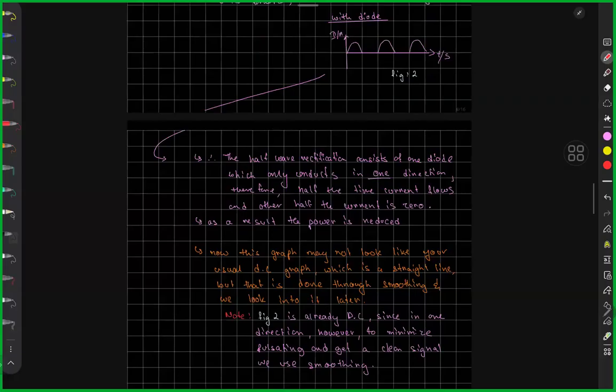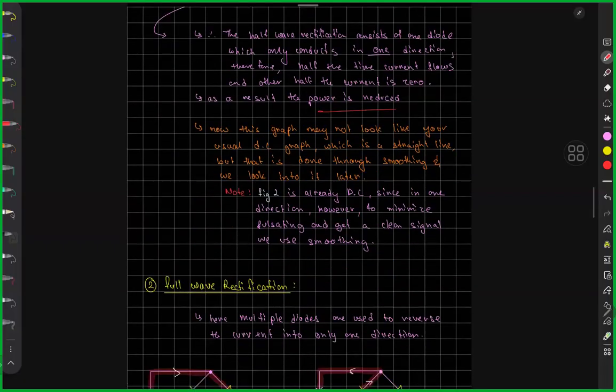so in half-wave rectification, you have one diode which allows electricity to pass in only one direction. Therefore, you have, in essence, less power being dissipated through the entire process. That's a given. Because for half the cycle, for the entire half cycle forever, there is literally no current. Okay, so the power is reduced. That is the notion over here.